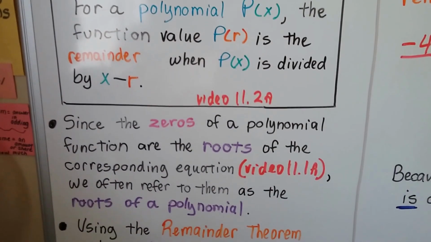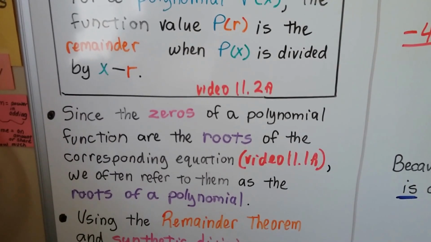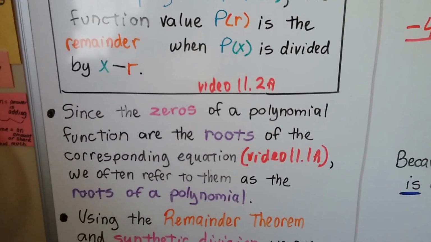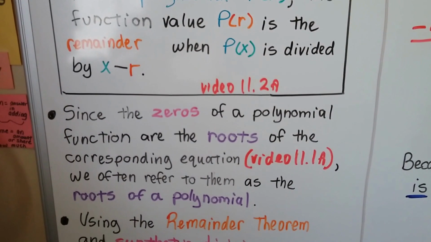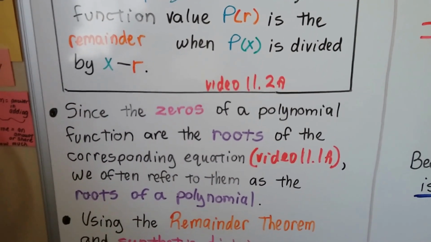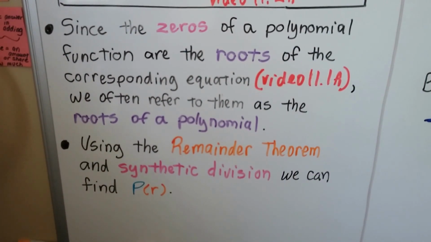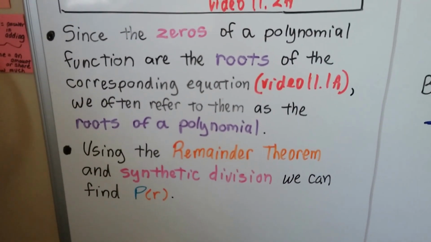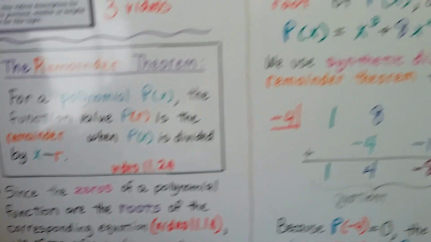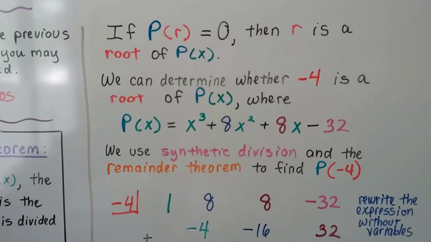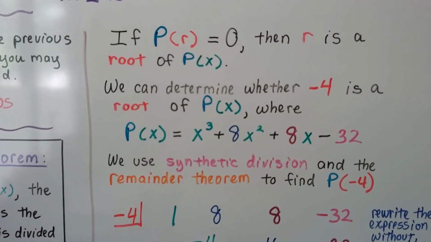Now, since the zeros of a polynomial function are the roots of the corresponding equation, that was in 11.1a, we often refer to them as the roots of a polynomial. And using the remainder theorem and synthetic division, we can find p of r. So, if p of r equals 0, then r is a root of p of x.